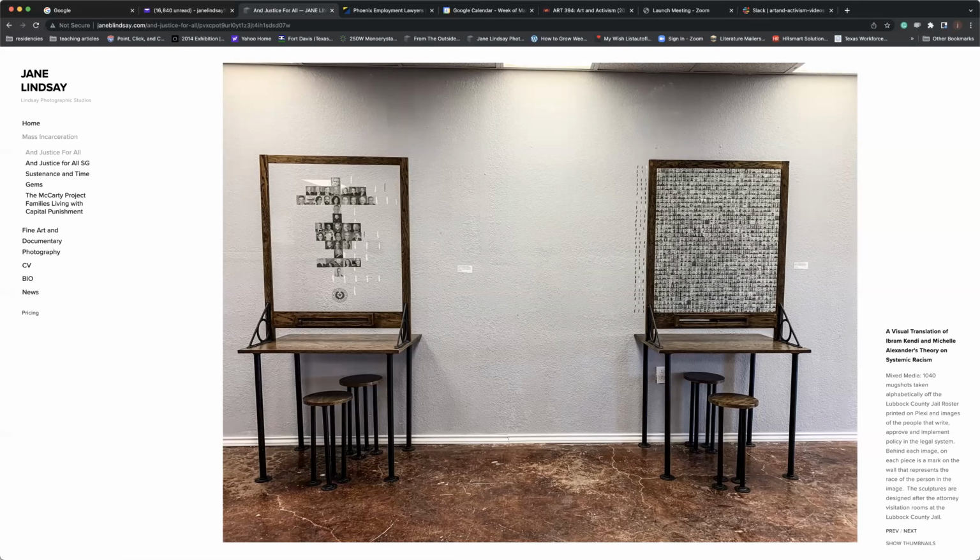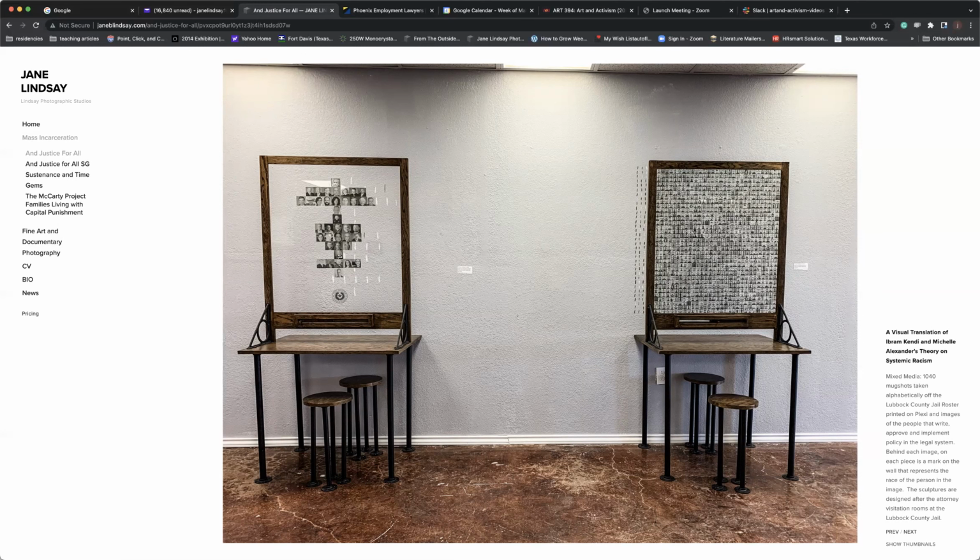And these are the district and county judges in Lubbock, Texas, the district attorney, public defender's office, chief defender. Behind them is also their race. And you can see the color disparity in each of these images.